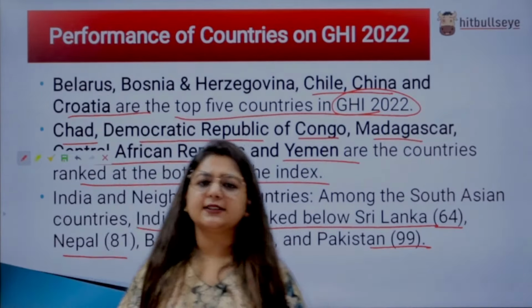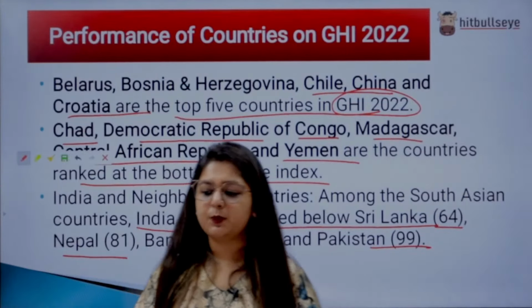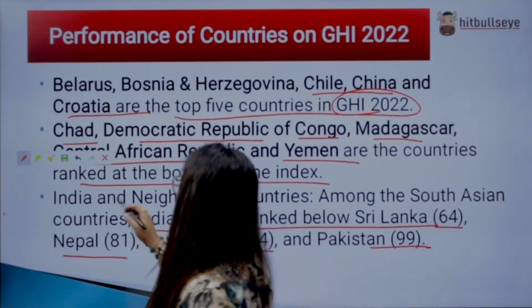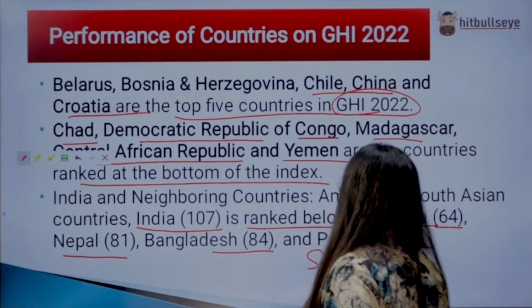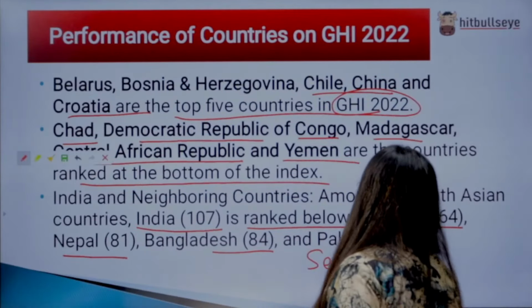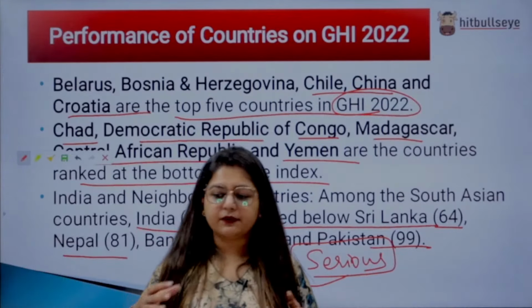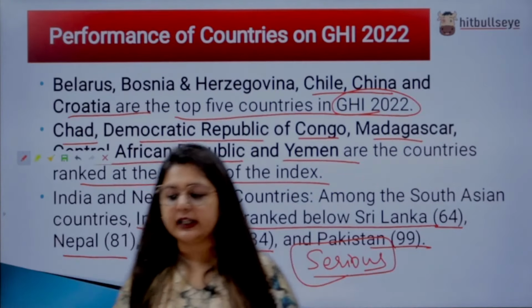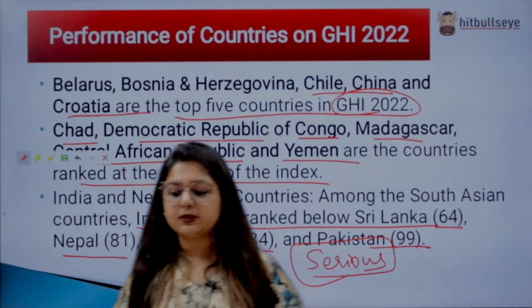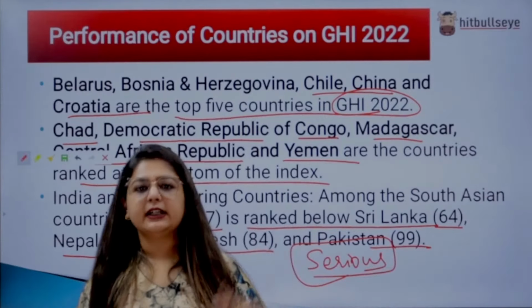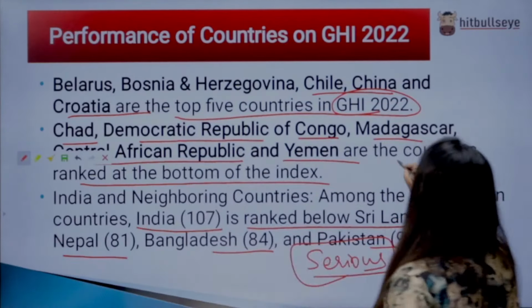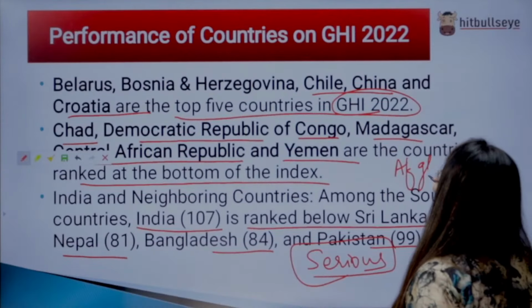India has a score of 29.1, which places it under the serious category. So India is under the serious category, right? And Afghanistan is the only country in South Asia that performs worse than India on this index. Afghanistan is ranking at 109.